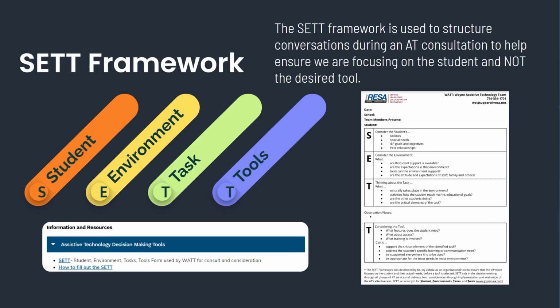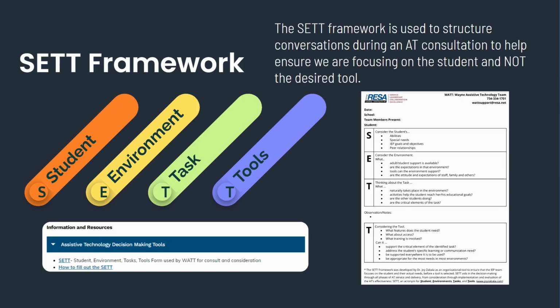So S standing for student, we really want to consider the student's abilities, their special needs. Sometimes it's really even important here to list their peer relationships or even some of their special interests, right? Are they really, really into Minions, and are they really, really into something else? If we incorporate their interest into this tool, is it going to help get their buy-in?